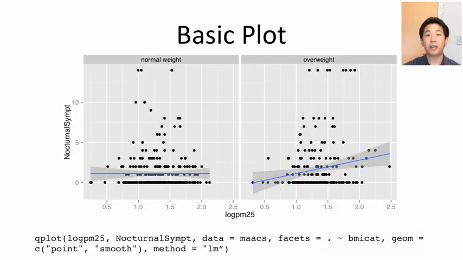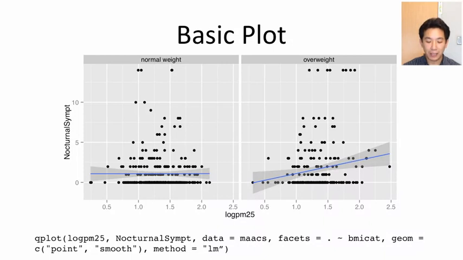I made this using the qplot function. You can see the code down there at the bottom. The basic idea is I've taken the scientific question in the previous slide and translated it into a plot. I've plotted the relationship between nocturnal symptoms, the number of days in the past 2 weeks where there were symptoms at night, for example while sleeping, and the log of the PM 2.5 indoor value.